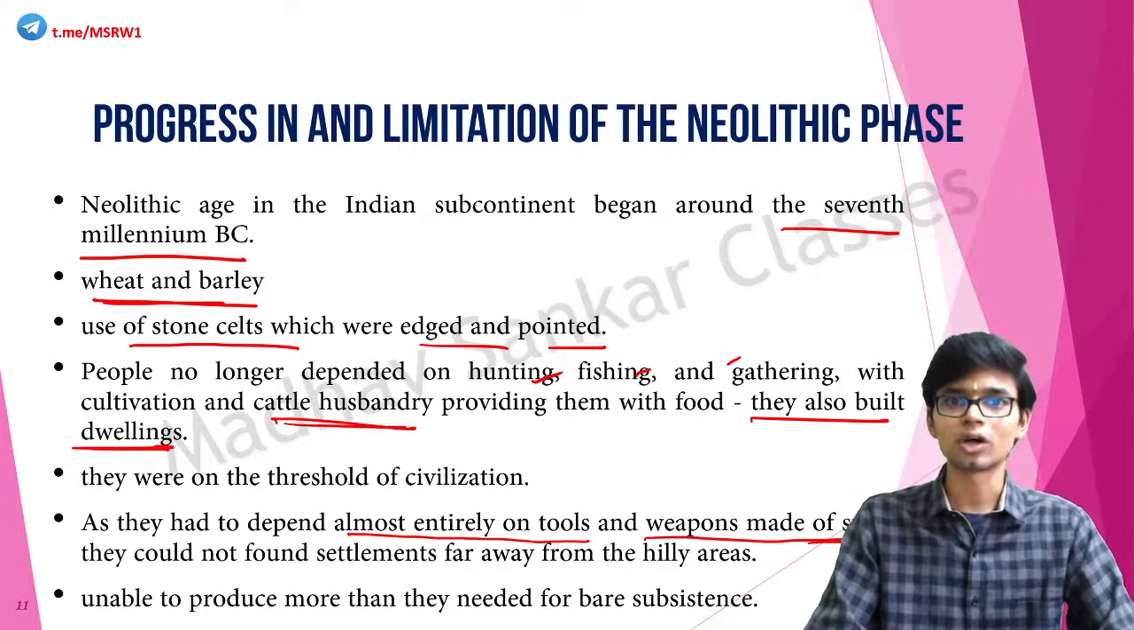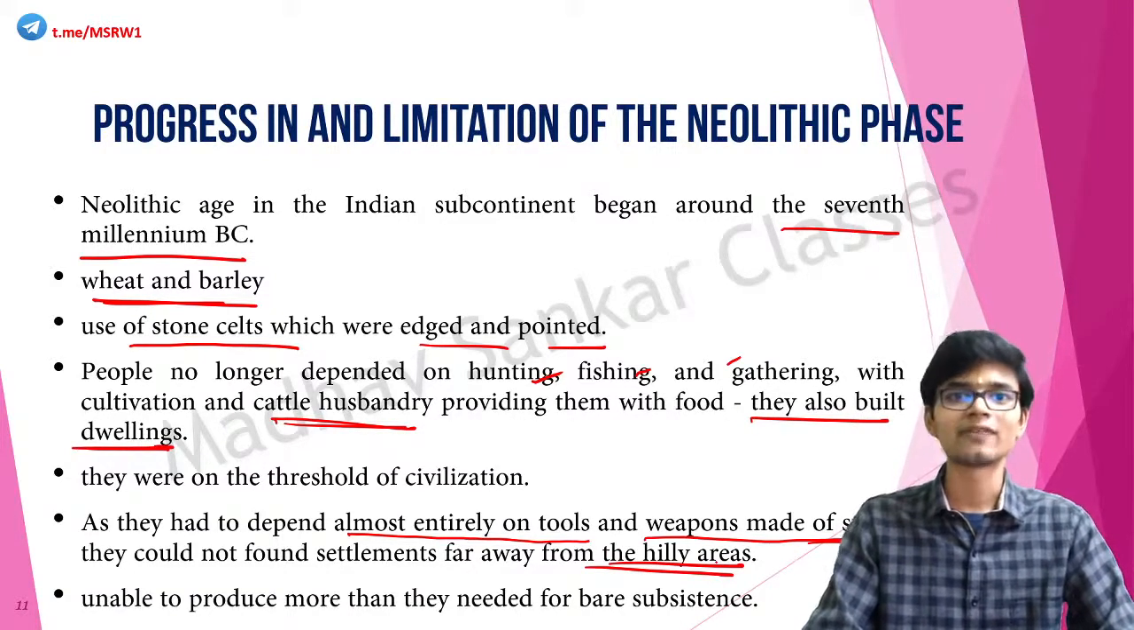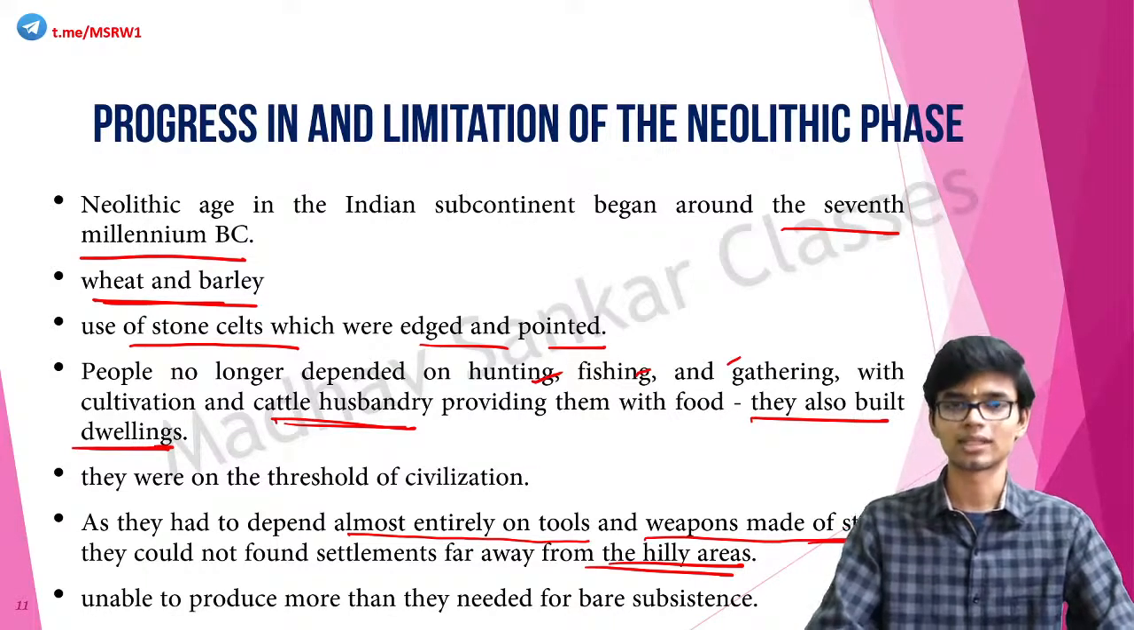So man had no choice but to live in the foothills, hilly areas, and maybe in river valleys, river banks and all. Clear? They cannot go far away from hill foots or hilly areas or from river areas. They had to stay there. This is one of the limitations that was faced by Stone Age people.